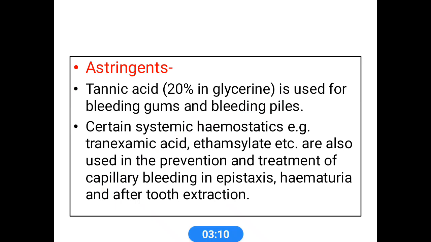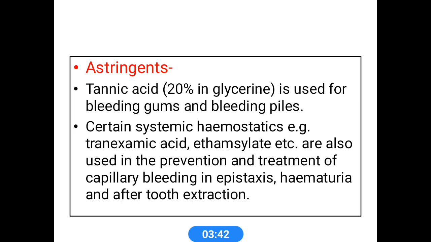Next category is astringents. What are astringents? These categories of drugs mainly precipitate surface protein, and act on the outer layers of skin. So they act only on the superficial layers. They do not penetrate inside the cell. Tannic acid mainly contains 20% in glycerin. This is used for bleeding gums and bleeding piles.